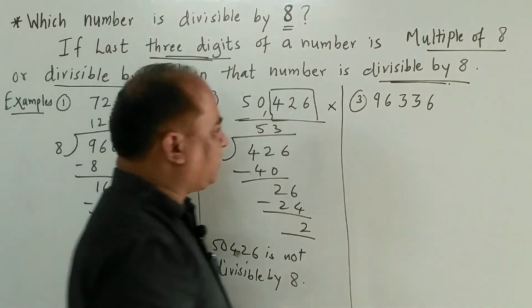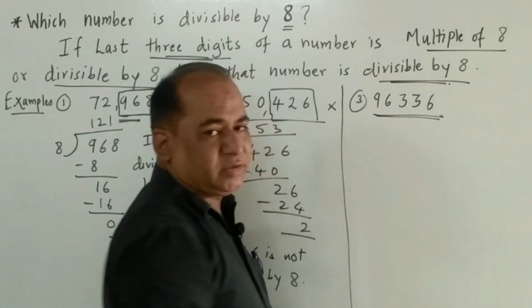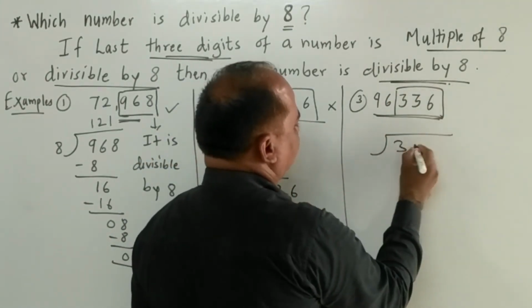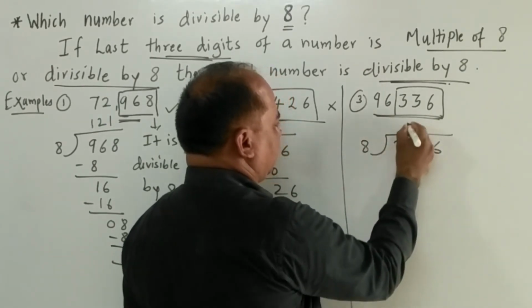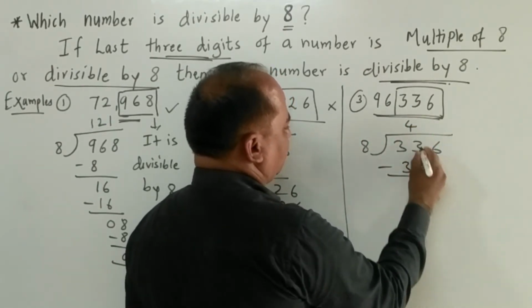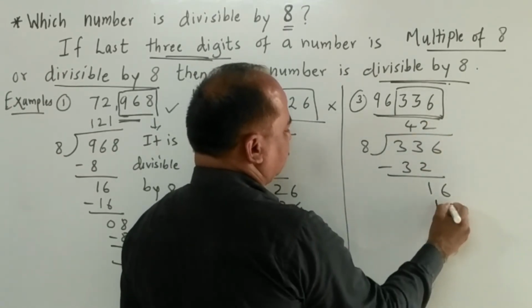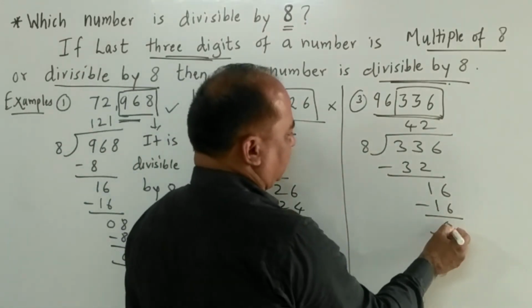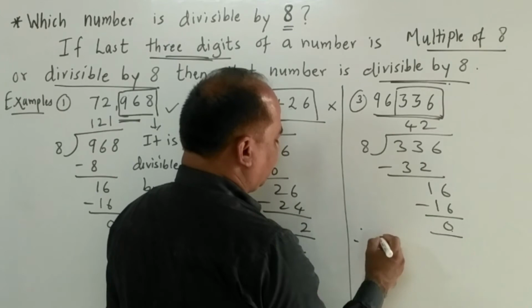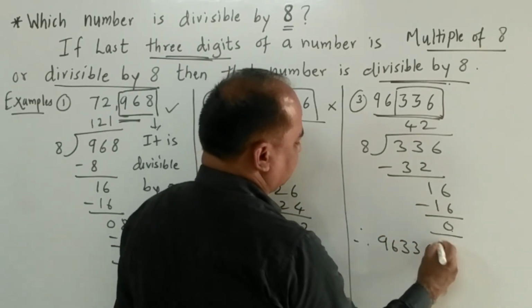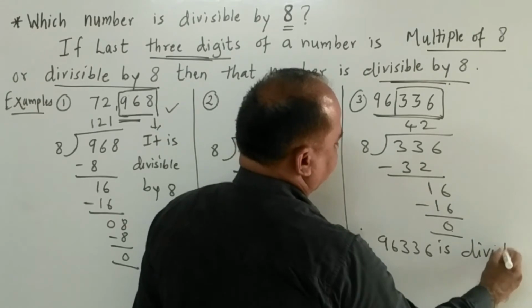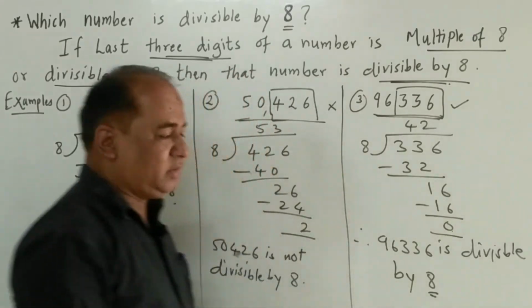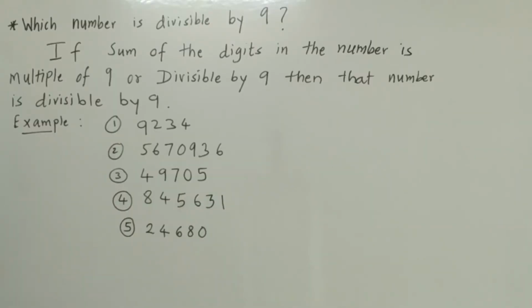Now let us see one more example. 96,336. So consider the last 3 digits. So divide 336 by 8. 8 fours are 32, remainder 1. 8 twos are 16. So this number 336 is completely divisible by 8. Therefore 96,336 is divisible by 8.